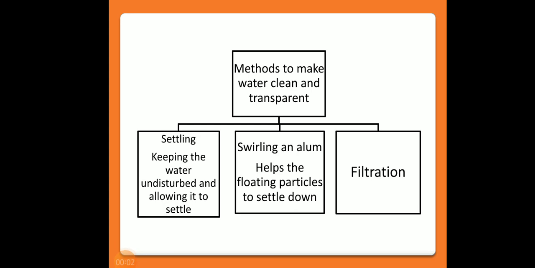Children, we have seen all the three methods of making water clean and transparent. Settling, that is keeping the water undisturbed and allowing it to settle. Second, swirling an alum. Swirling an alum helps the floating particles to settle down. And the third one, that is filtration.